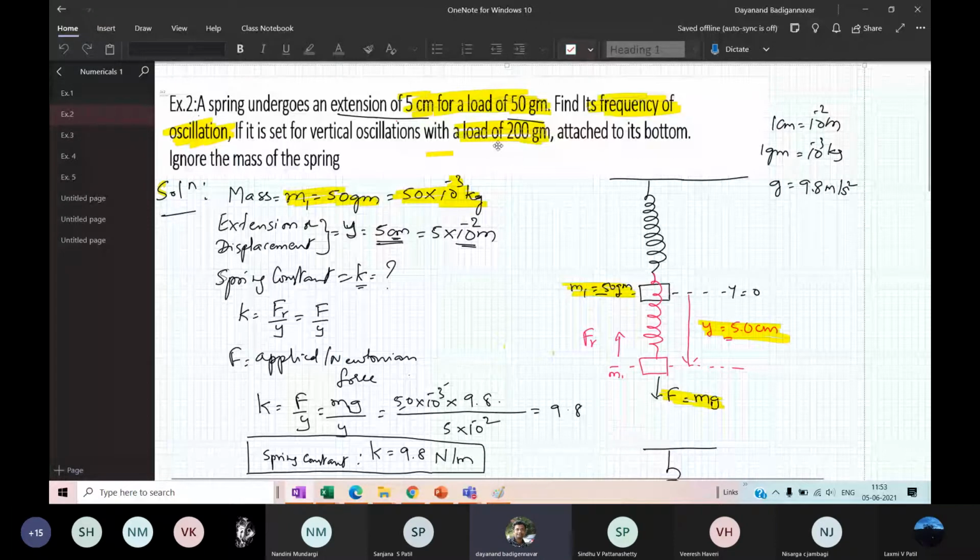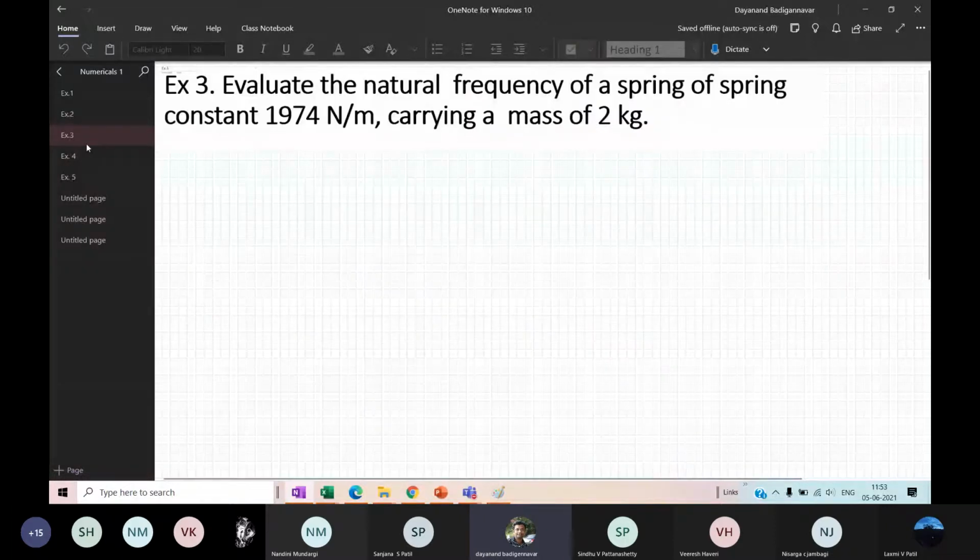Evaluate the natural frequency of the spring constant 1974 Newton per meter carrying a mass of 2 kg. So this is based on the free oscillations.